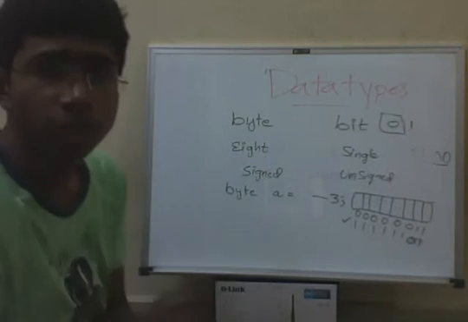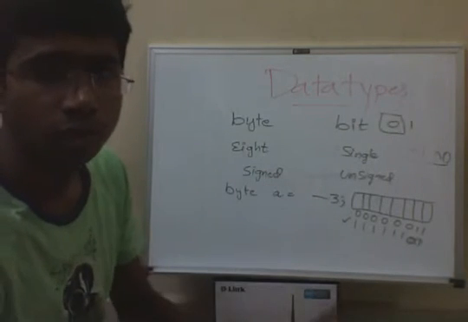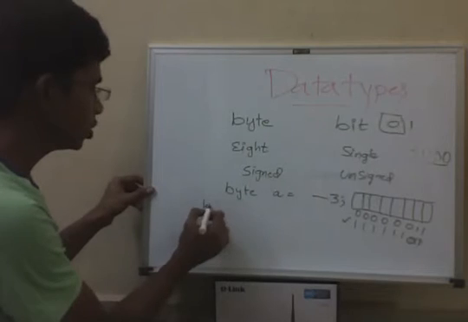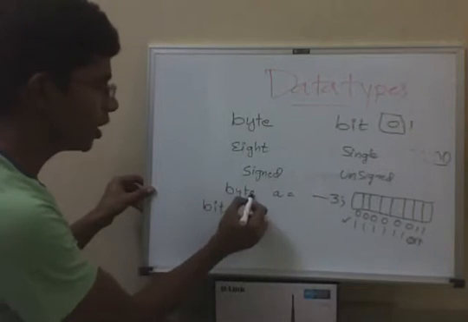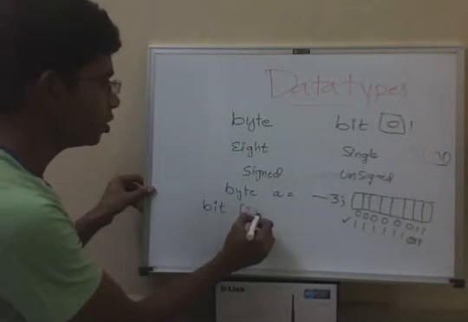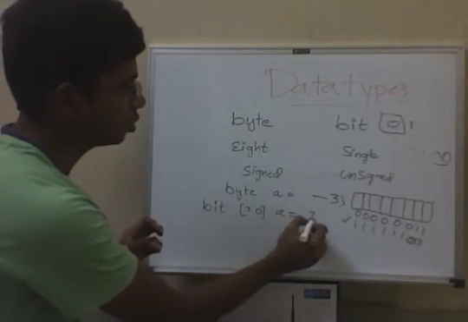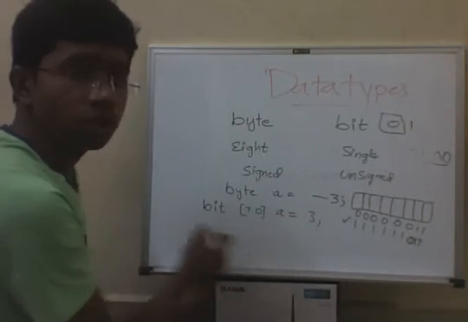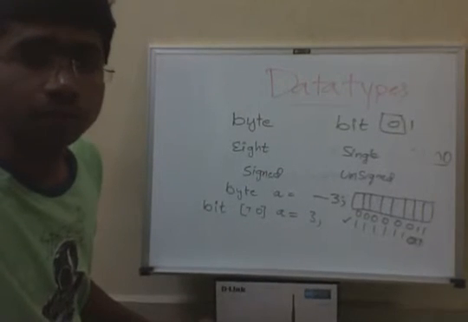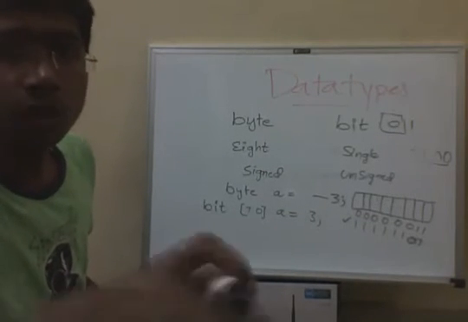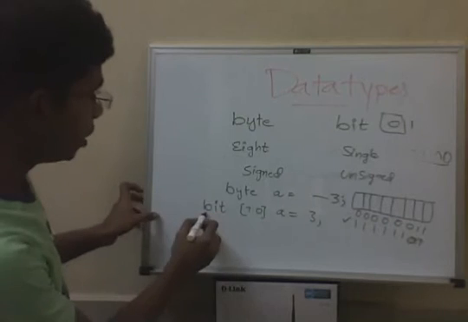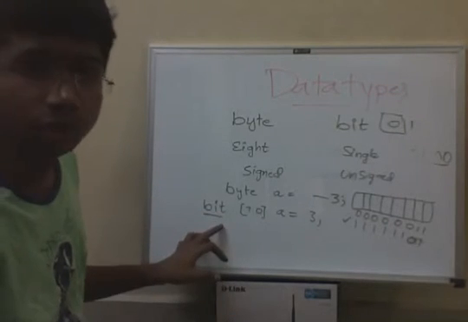But what if I want to store only positive values? In that situation, you can modify this byte as bit 7 down to 0. That means 8 digits. A equals 3. Then it will always store the first two numbers. Why? Because we are using bit here. Bit means always positive.